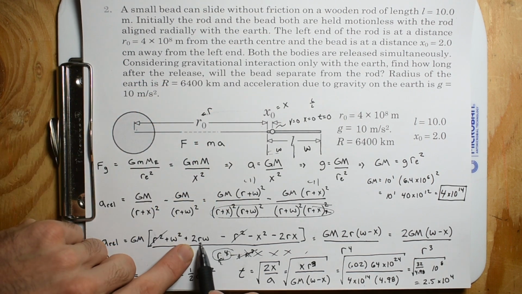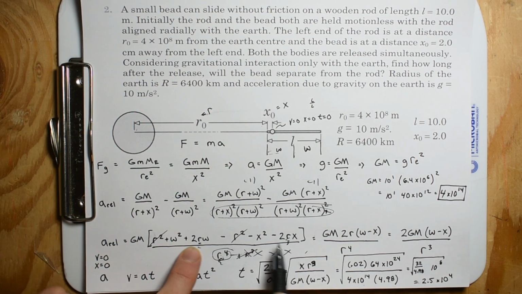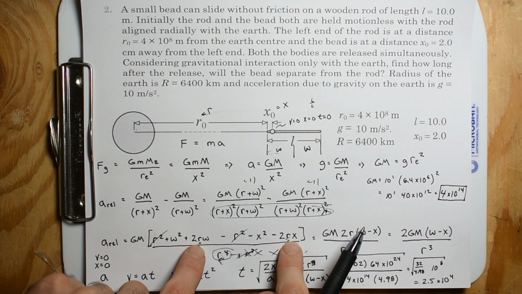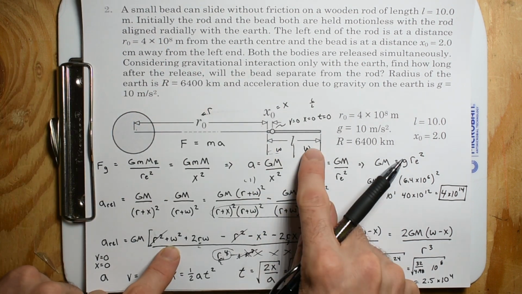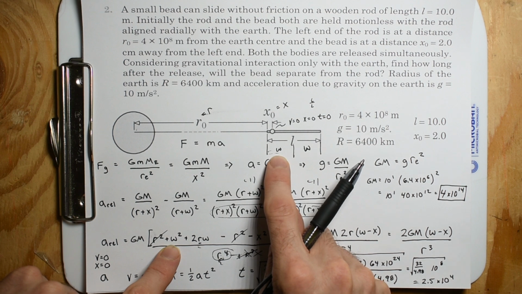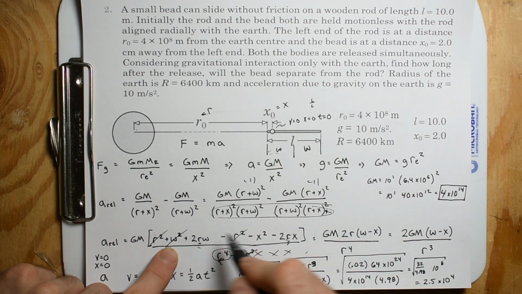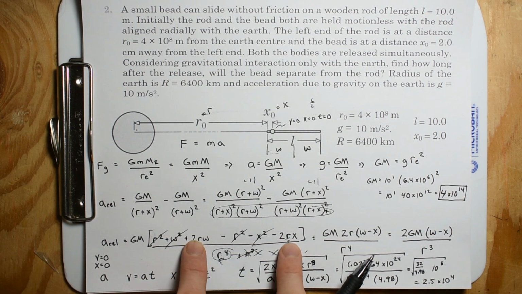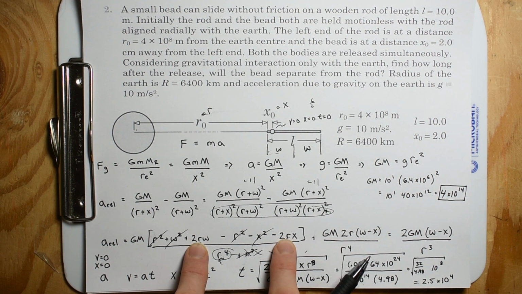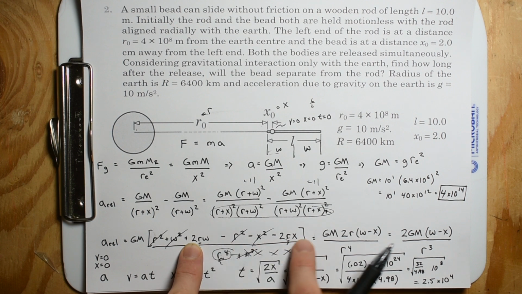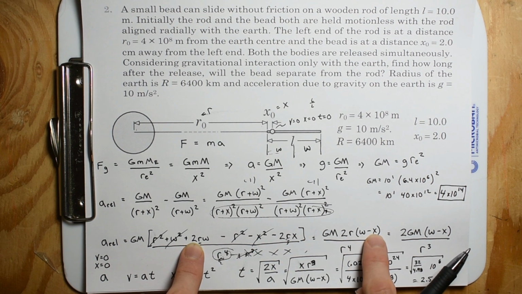But look at this. This has an r in it. This has an r in it. These don't. And the thing that has an r in it is a 10 to the 8. The other things are just like 5 and 0.02, you know what I mean? So these just go away as well. And so now we'll have 2r, and we'll factor out that, and then we'll have w minus x. So we have 2r(w minus x).